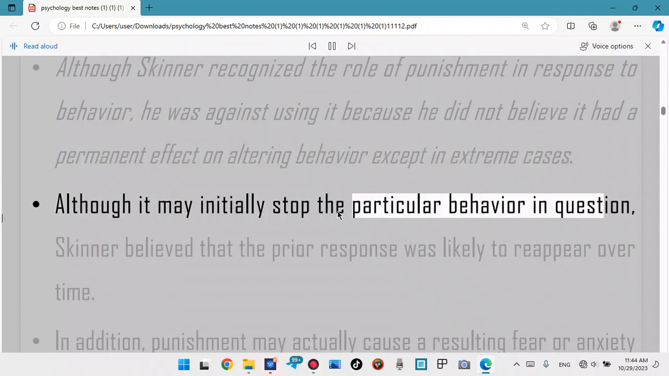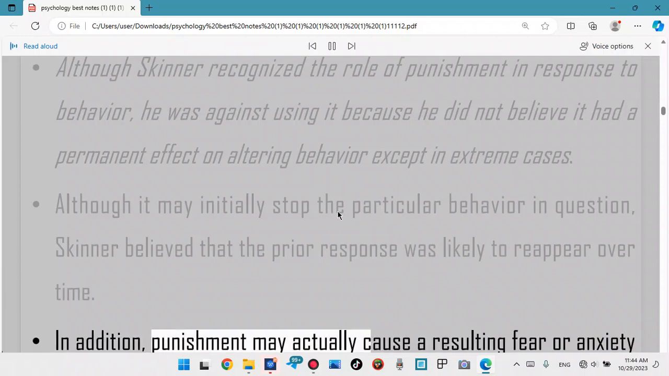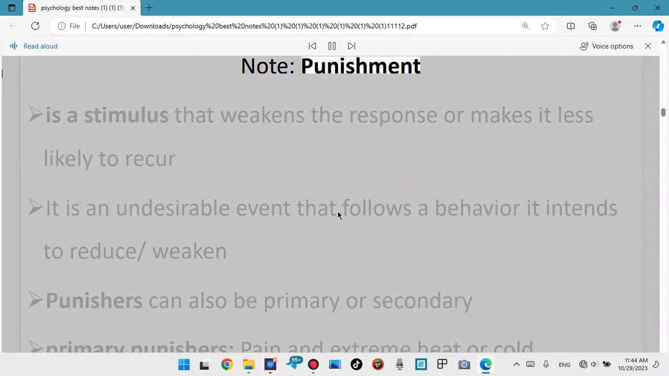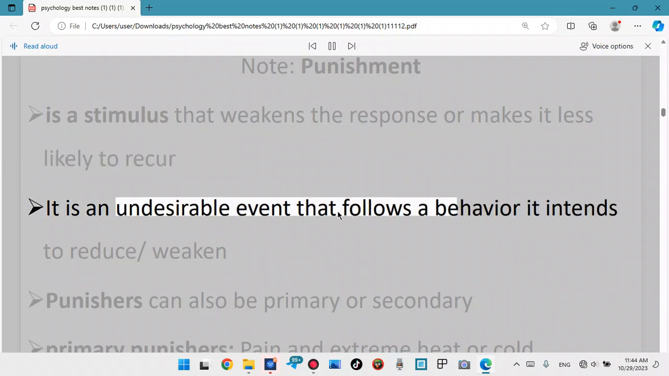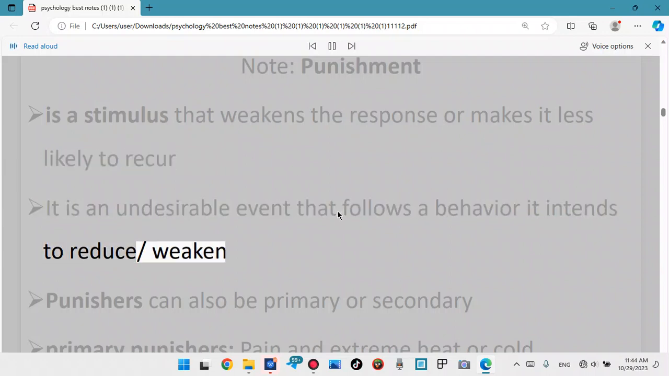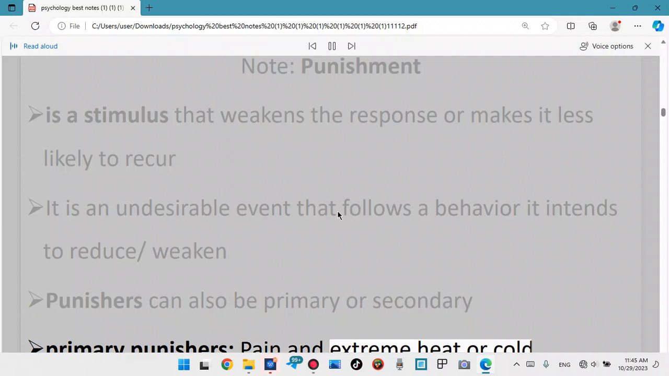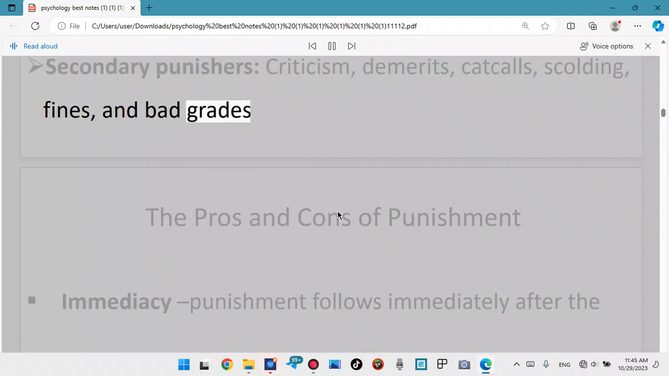Although it may initially stop the particular behavior in question, Skinner believed that the prior response was likely to reappear over time. In addition, punishment may actually cause a resulting fear or anxiety to emerge that wasn't present before the application of the punishment. Note: punishment is a stimulus that weakens the response or makes it less likely to recur. It is an undesirable event that follows a behavior it intends to reduce or weaken. Punishers can also be primary or secondary. Primary punishers: pain and extreme heat or cold. Secondary punishers: criticism, demerits, catcalls, scolding, fines, and bad grades.